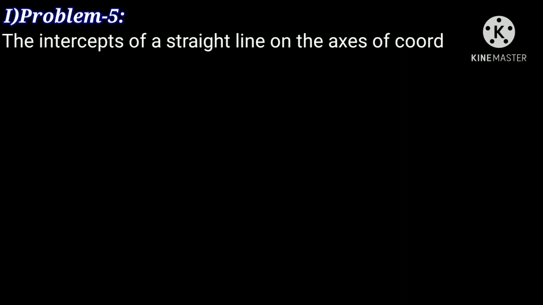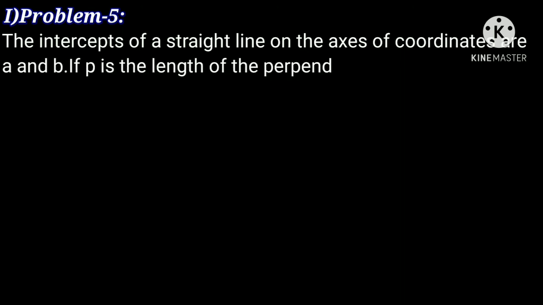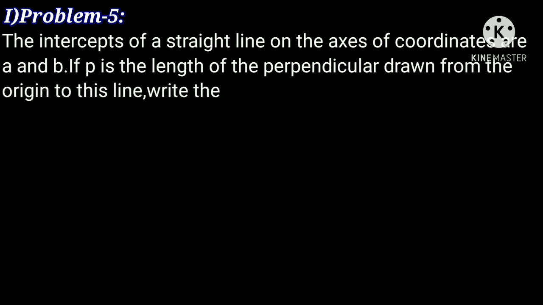Section 1, problem number 5. The intercepts of a straight line on the axes of coordinates are A and B. If P is the length of the perpendicular drawn from the origin to this line, write the value of P in terms of A and B. This is our given problem.